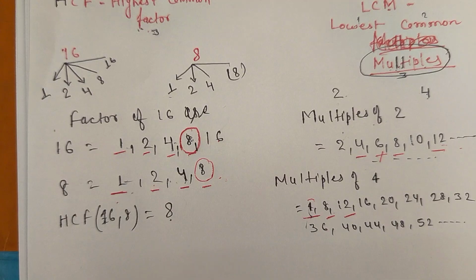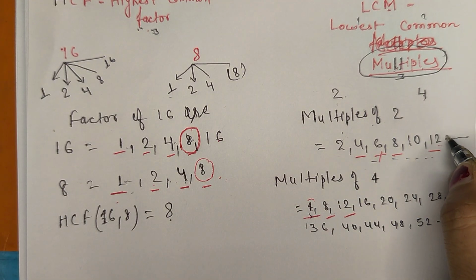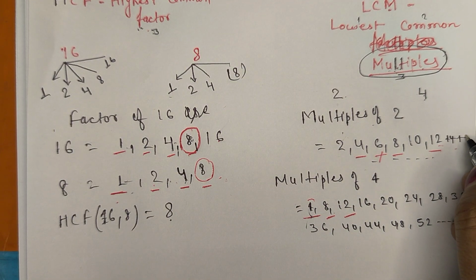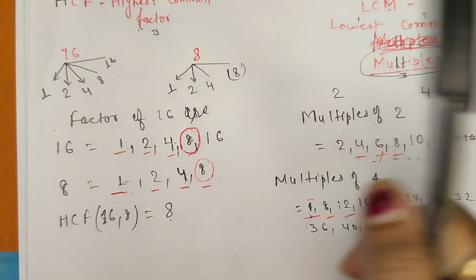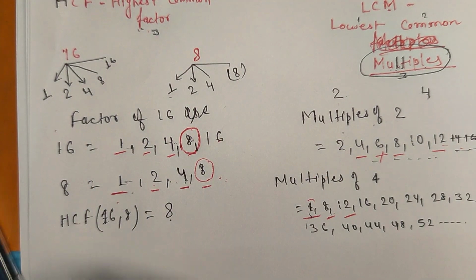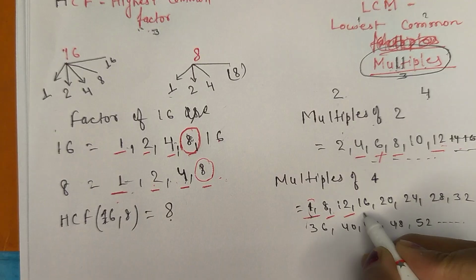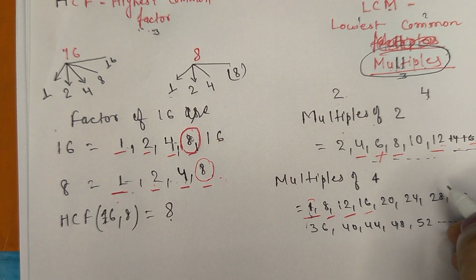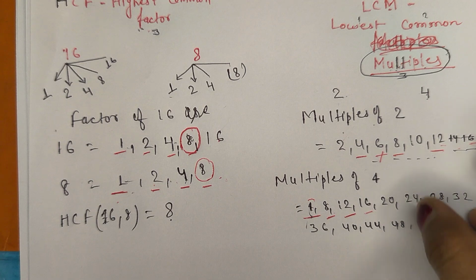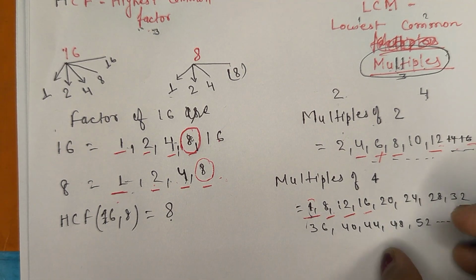12, then after 14, then after 16, like that. 16 is, you can see here, also common. That way you find many common multiples. Okay, but I found only some multiples.